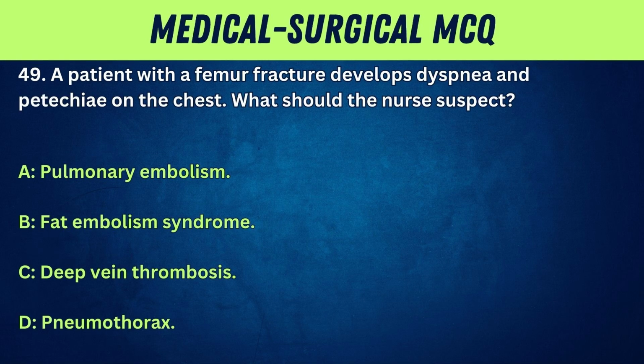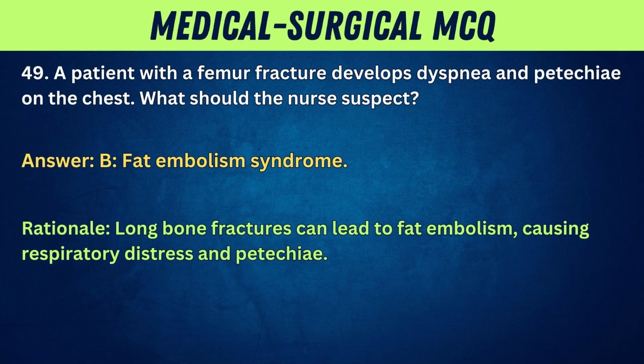49. A patient with a femur fracture develops dyspnea and petechiae on the chest. What should the nurse suspect? A. Pulmonary embolism. B. Fat embolism syndrome. C. Deep vein thrombosis. D. Pneumothorax. Answer: B. Fat embolism syndrome. Rationale: long bone fractures can lead to fat embolism, causing respiratory distress and petechiae.